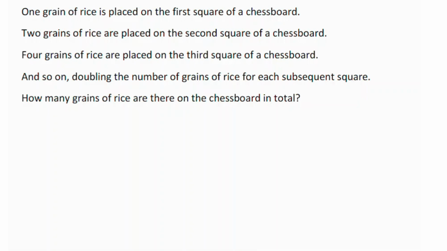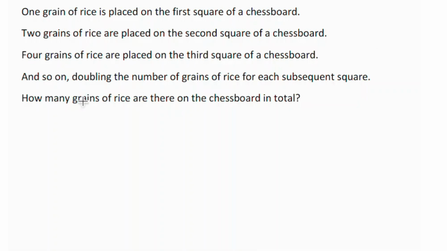Now the king readily agreed to this because he thought, that's not very much. That looks like a really small number of grains of rice. That sounds really cheap for this fantastic game of chess. But the wise man was very wise, and he knew that this would actually lead to a very large reward. So the question is, how many grains of rice are there on the chessboard in total?